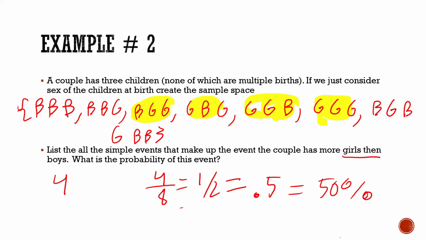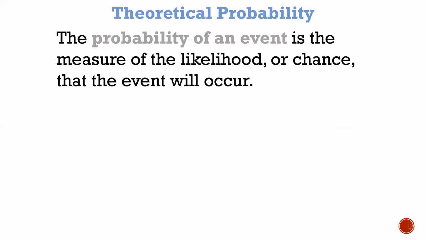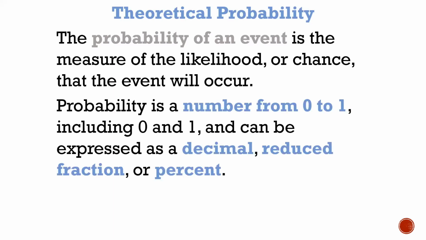Okay, so what we just did was calculate a theoretical probability. And we'll see what it means. So the probability of an event is the measurement, again, this is kind of a primitive idea, but we all basically get it. It's the likelihood an event or chance will occur. Here's something that's very important. Probability is a number that is between 0 and 1, 0 and 1 included.